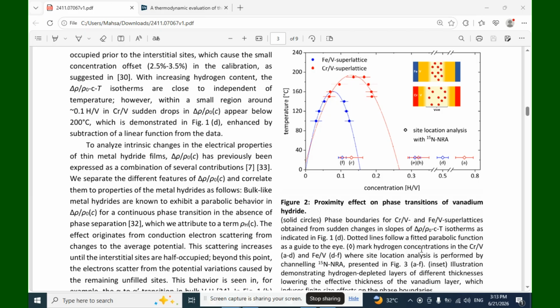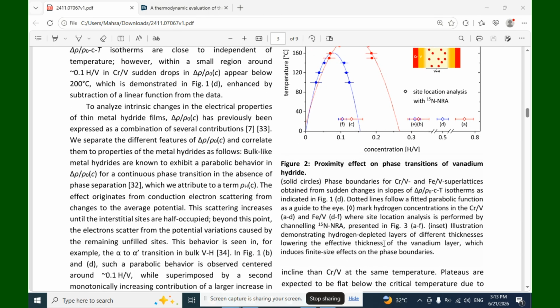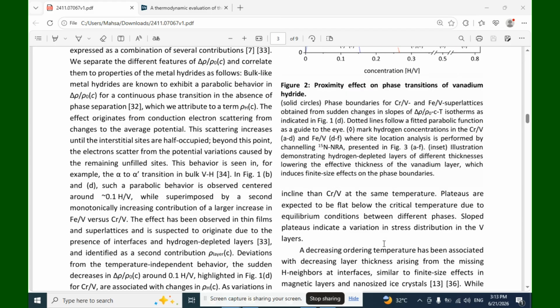Marked hydrogen concentrations are in the Cr/V A until D and the Fe/V D until F, where site location analysis is performed by channeling NRA, presented in Figure 3, in the sections from A until F. The inset illustrates hydrogen-depleted layers of different thicknesses, reducing the effective thickness of the vanadium layer, which reduces film size effects on the phase boundaries.